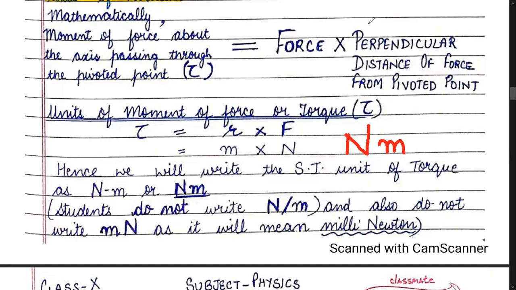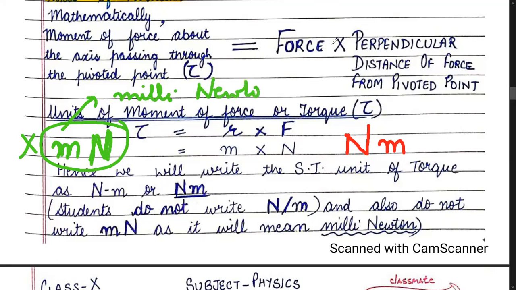And if we write m into n, meter into Newton, this is a wrong way to write. You can't say mn. Why? Because children, m multiplied by n can be read as millinewton also, because small m means milli. So m into n represents millinewton. Thus, if I want to write torque, I will write its units as Newton into meter.